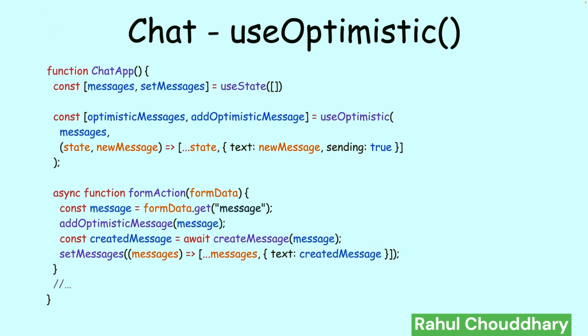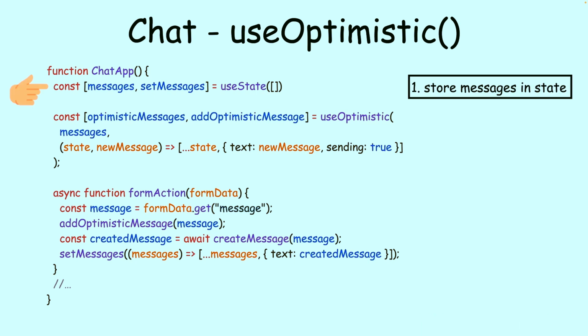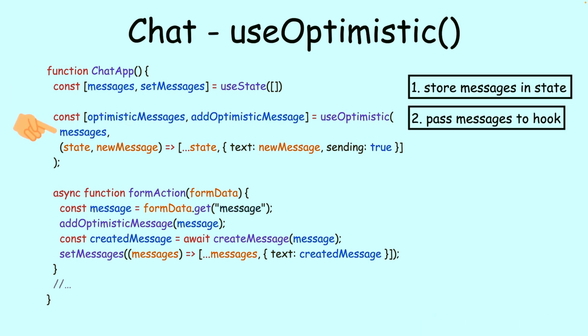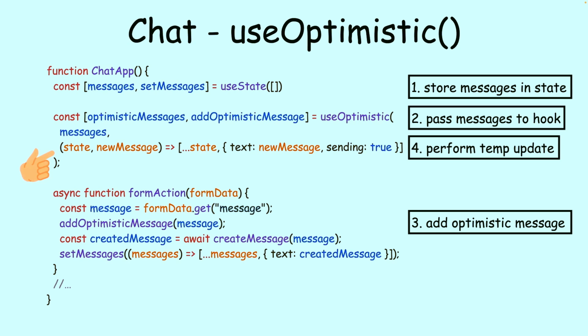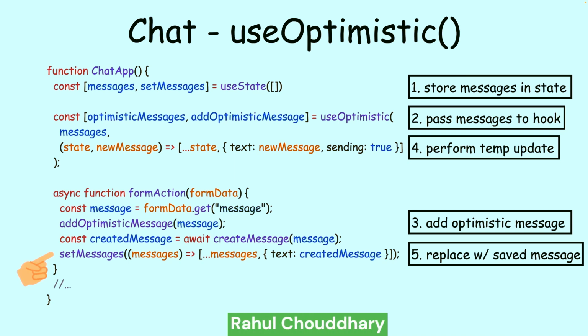To add this functionality, you would first create a separate piece of state for your messages, and then pass that state to the useOptimistic hook. Within the action, you then perform an optimistic update, and this is a temporary update to add the new message to state while you're waiting on the server's response. And when it comes back, you can replace the temporary client state with your actual server state.